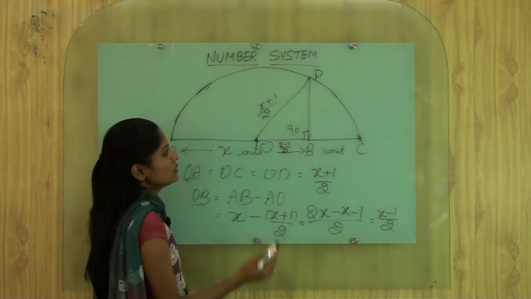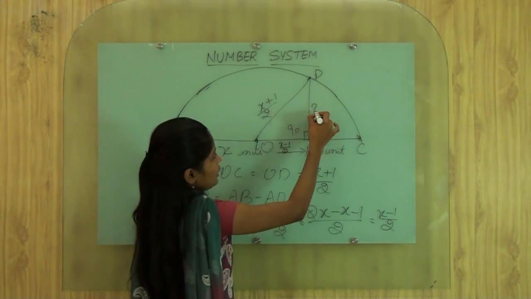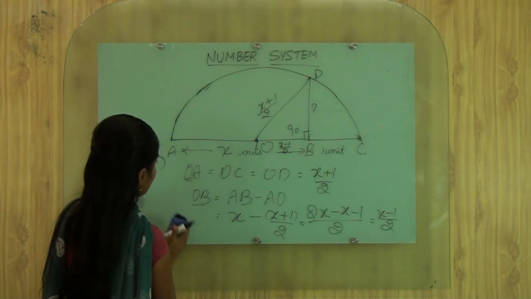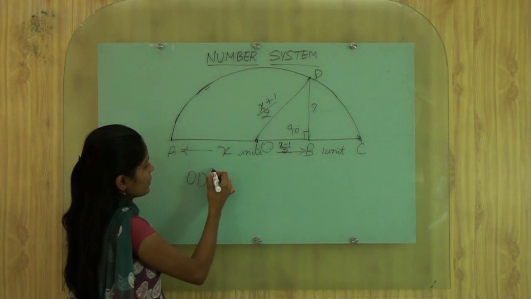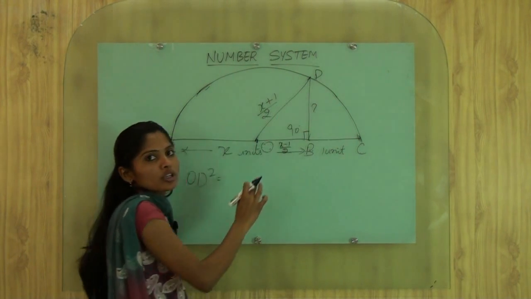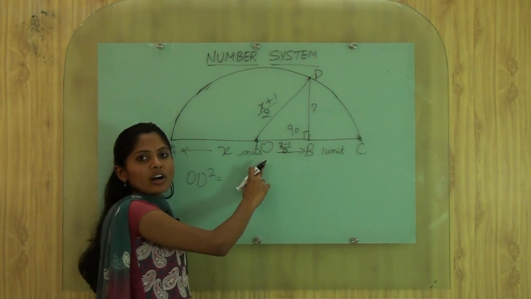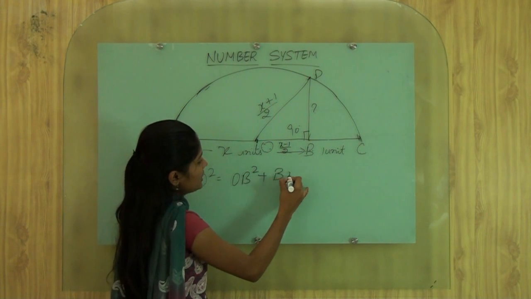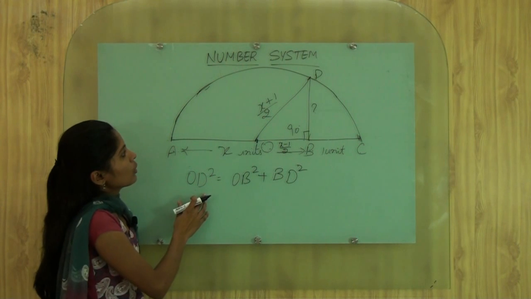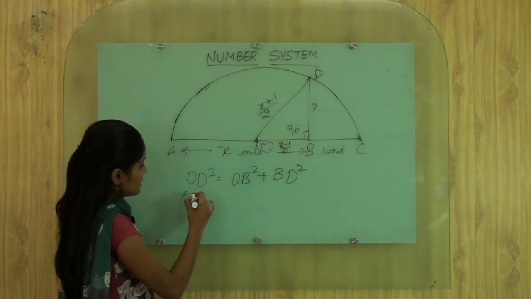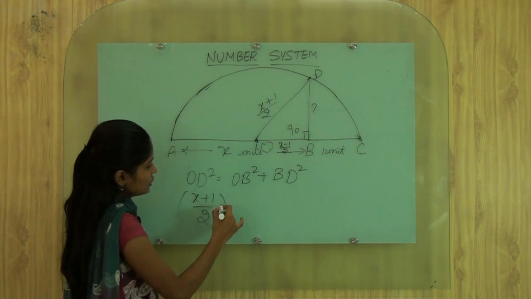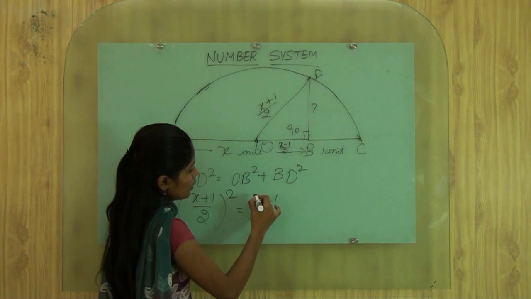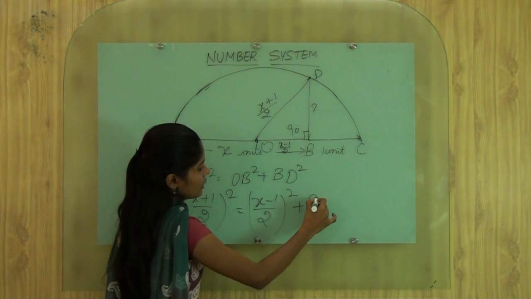We have got the OD value. We can find the BD value. How do we find it? Using the Pythagoras theorem. OD square, the square of the hypotenuse, is equal to the sum of the squares of the other two sides, that is OB square plus BD square. OD square is how much? OD, that is x plus 1 by 2 the whole square, is equal to OB, which is x minus 1 by 2 whole square, plus BD square.